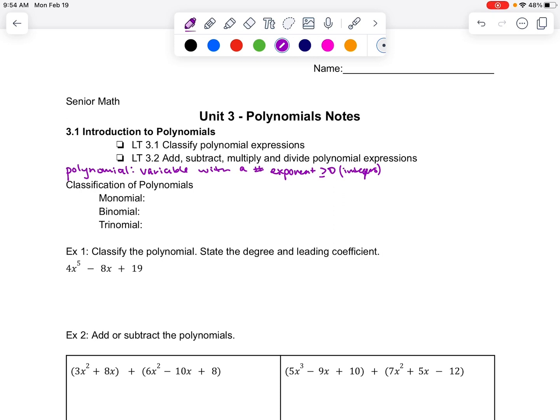Okay, so if we're going to talk about polynomials, we need to classify them by the number of terms. So a term is split by an addition sign or a subtraction sign. Monomial is one term. Mono means one. Binomial, 2 terms. Trinomial, 3 terms. So just something to note. A term is separated by a plus or a minus.